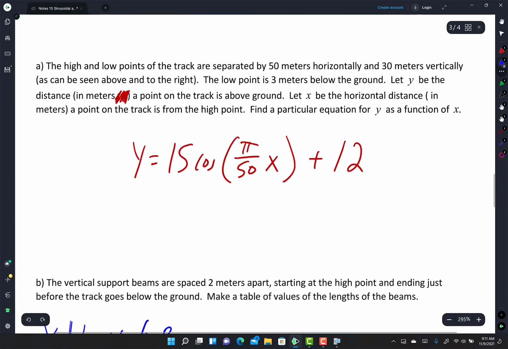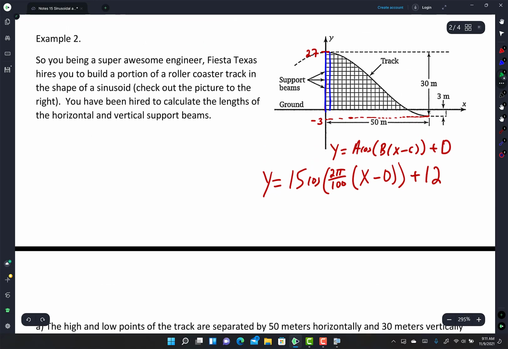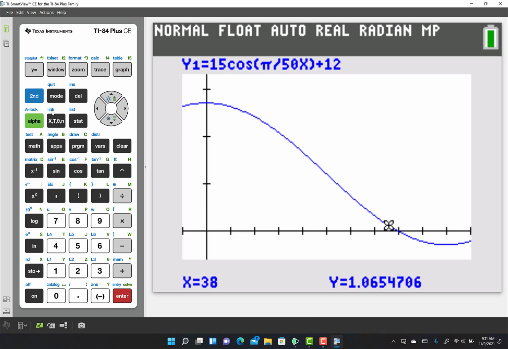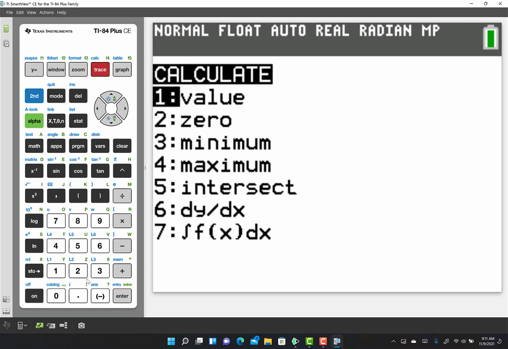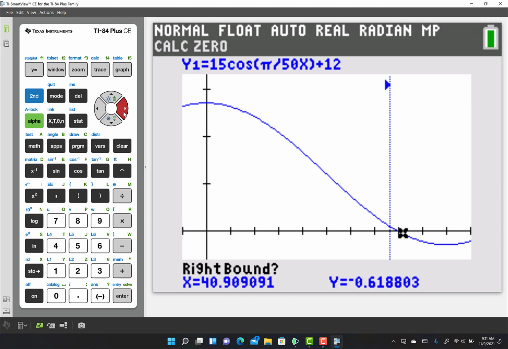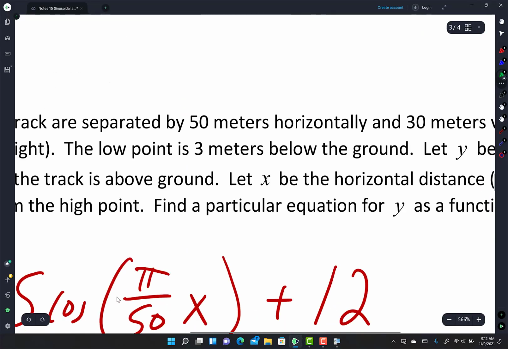Okay, so this is what we mean by horizontal beams. I'm going to put it in green. This is my first horizontal beam right there. Do you guys see that in green? That length is, I forgot what it was, 38 point something. I didn't find the 0 there. So let's see what that length is. Here's my calculator. Second calculate, I'm going to put number 2, 0. And I'm going to go left bound, right bound. There it is, 39.7583. So that's my first one.